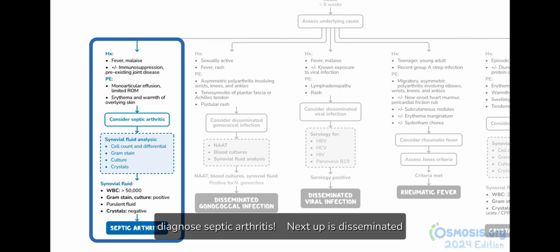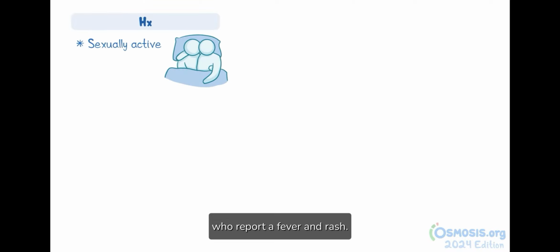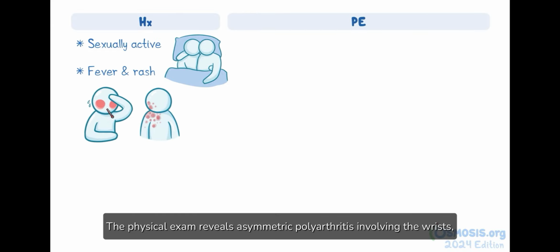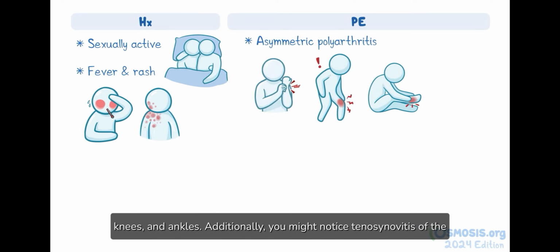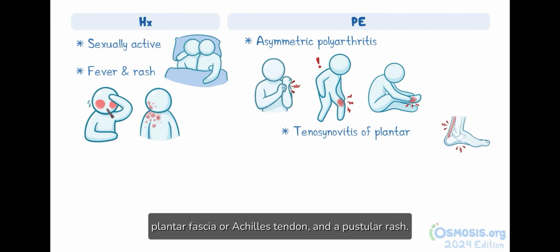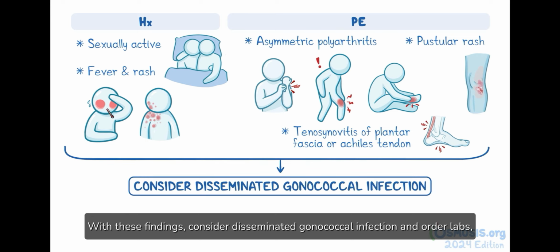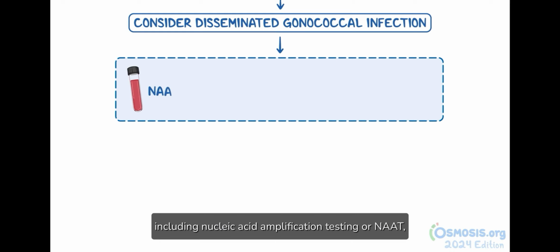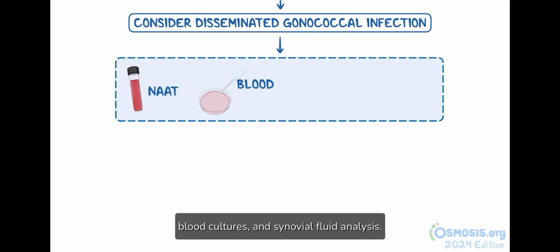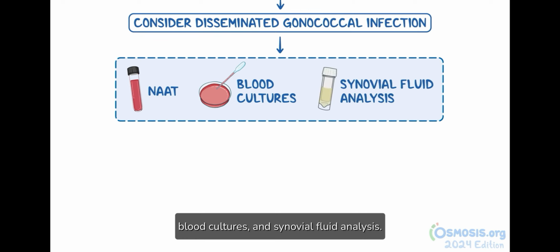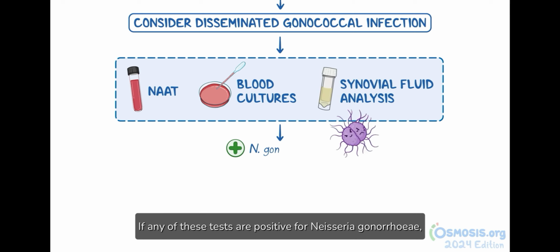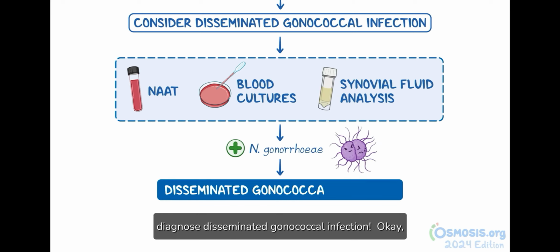Next up is disseminated gonococcal infection. This is usually seen in sexually active individuals who report a fever and rash. The physical exam reveals asymmetric polyarthritis involving the wrists, knees, and ankles. Additionally, you might notice tenosynovitis of the plantar fascia or Achilles tendon, and a pustular rash. With these findings, consider disseminated gonococcal infection and order labs, including nucleic acid amplification testing, or NAT, blood cultures, and synovial fluid analysis. If any of these tests are positive for Neisseria gonorrhoeae, diagnose disseminated gonococcal infection.